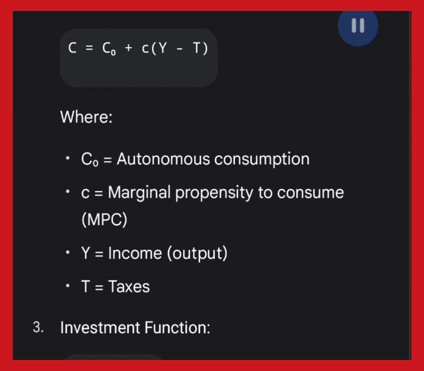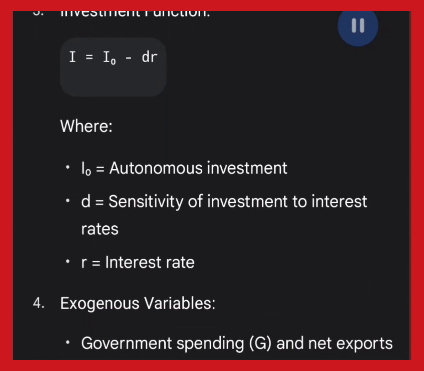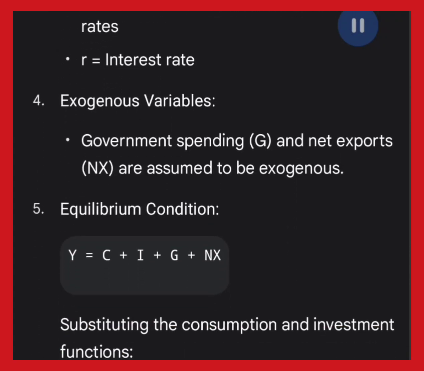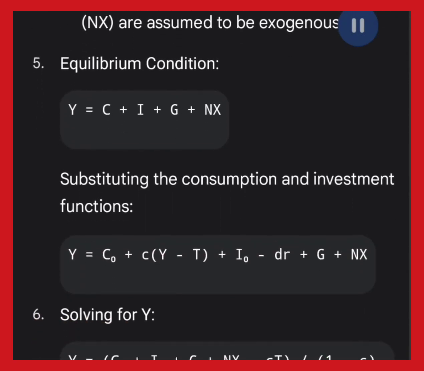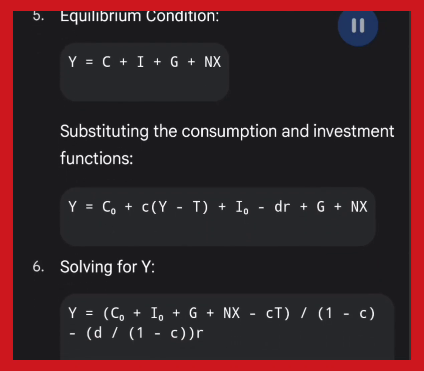T equals taxes. 3. Investment function. I equals I0 minus dR, where I0 equals autonomous investment, d equals sensitivity of investment to interest rates, R equals interest rate. 4. Exogenous variables, government spending, G, and net exports, NX, are assumed to be exogenous. 5. Equilibrium condition. Y equals C plus I plus G plus NX, substituting the consumption and investment functions: Y equals C0 plus c(Y minus T) plus I0 minus dR plus G plus NX.